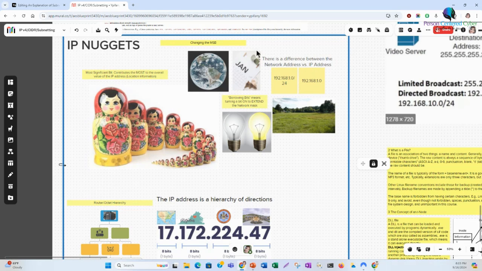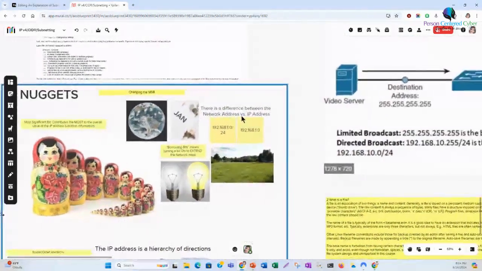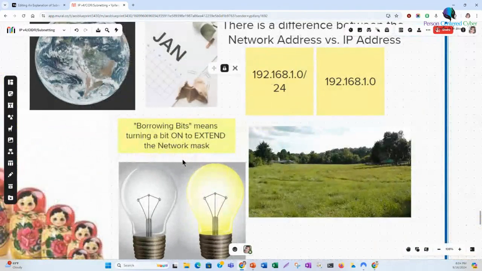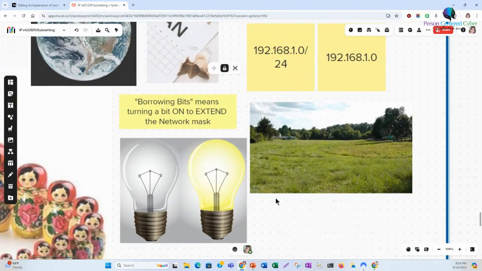But yeah, there's a lot more in here, like IP space. There is no such thing. Okay, we're not talking about space. Nothing happens with space. And borrowing bits. Now, I actually have a Medium article where I went into great detail about borrowing bits because it got on my nerves so bad. Folks were saying borrowing bits and not saying what the hell that meant.